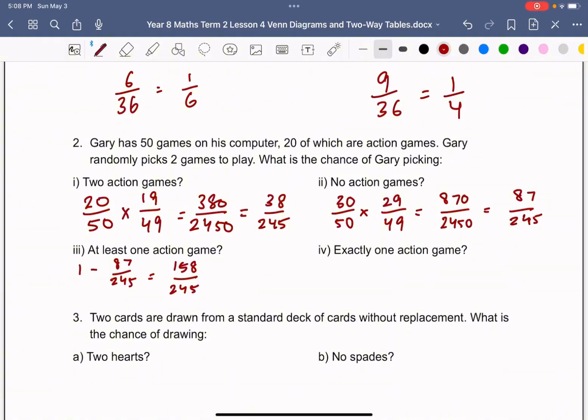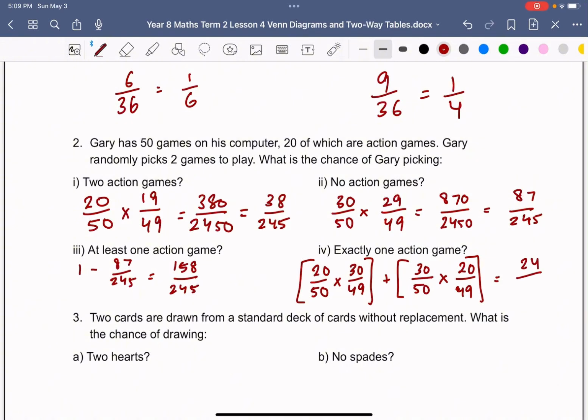Exactly one action game means if I pick an action game first, so 20 out of 50, I don't want an action game, so 30 out of my 49 remaining games. Or my second case is that I don't pick an action game at first, so 30 out of 50, times by I pick an action game the second time out of my 49 games. If I add that together and simplify my fraction, I get 24 over 49.